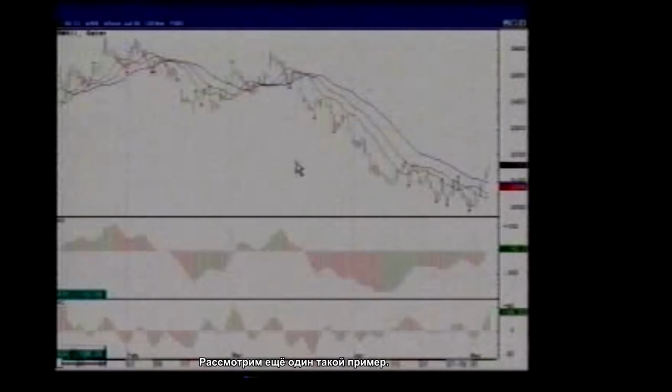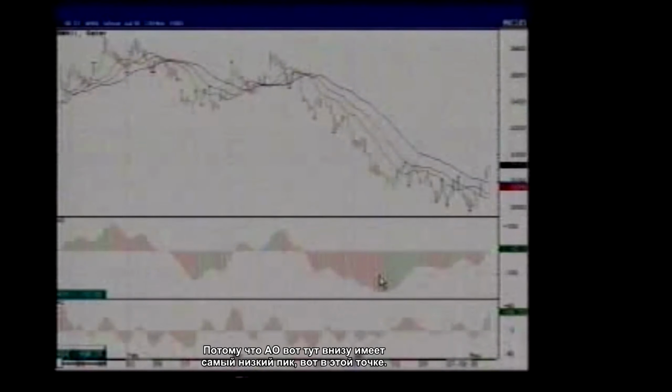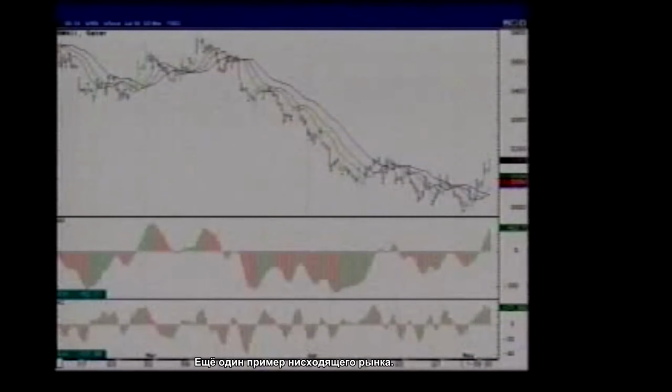Let's look at another bearish market. This one is different. What we know here is, again, this is wave 3. It has just now fulfilled the minimum requirements for wave 4. This could not be 3 and this 5 because this oscillator, this awesome oscillator here is at its lowest peak at this point. Let's take another example of a down market.